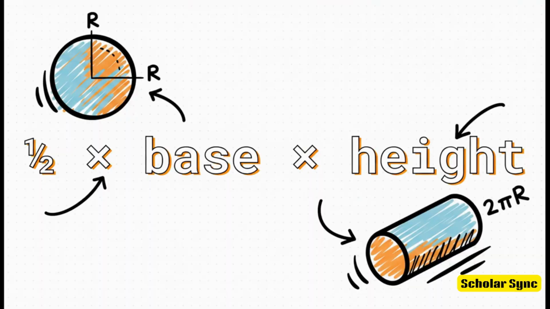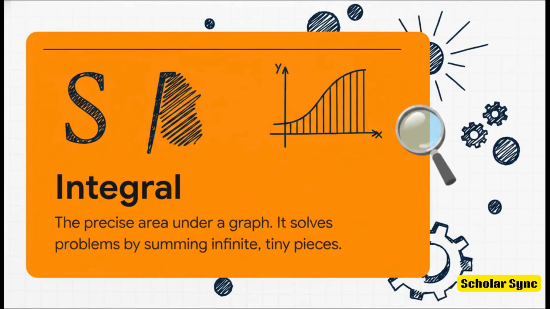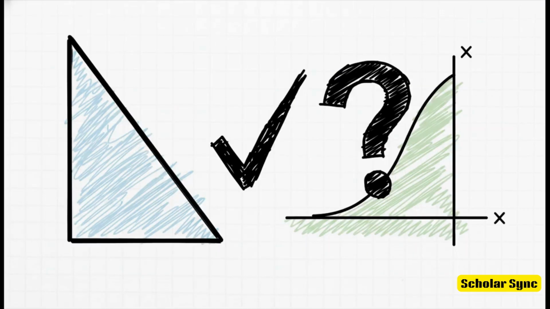And we all know how to find the area of a triangle, right? The base is r, the height is 2 pi r. Do the math, and what do you get? A very familiar formula, pi r squared. And that's it. This whole technique, summing up infinite tiny pieces by finding an area, that's a core idea called an integral.